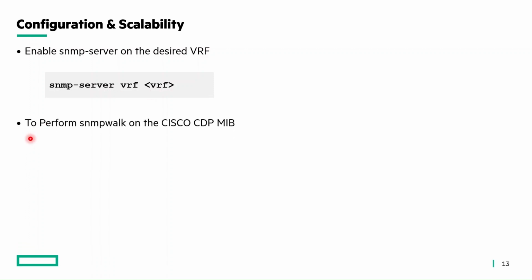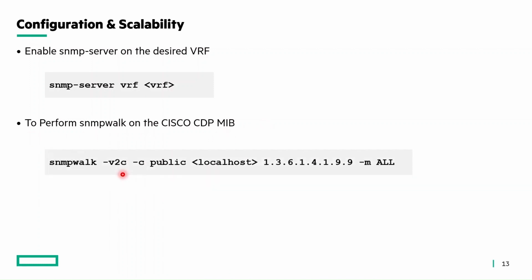Once the SNMP server is running, if we wish to perform an SNMP walk on the Cisco CDP MIB, here is the command. This SNMP walk can be performed using V2 or V3 based on the requirement. This is the example for the V2 walk. This is the MIB object for the Cisco CDP MIB. With respect to scalability, currently we support 4 CDP neighbors per interface.